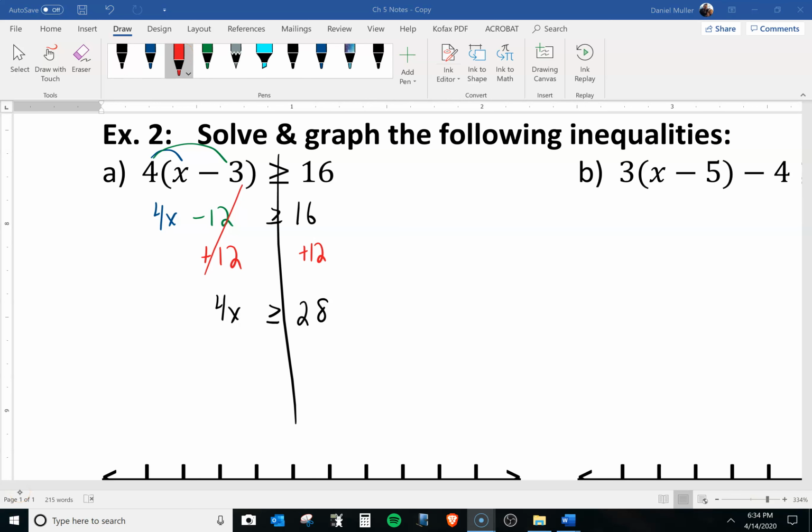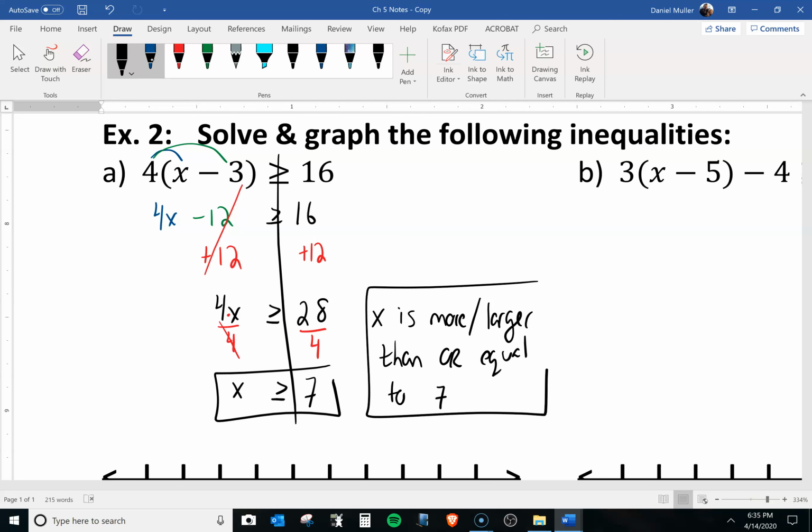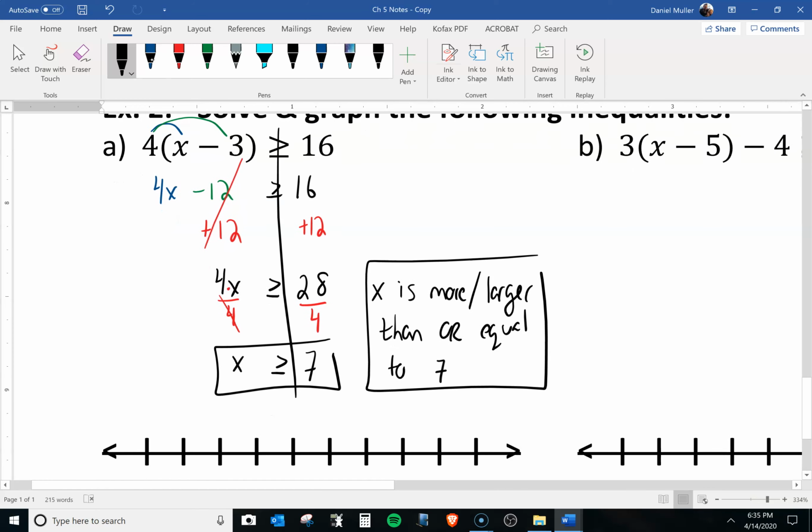Now this does say 4 times x, so we'll divide by 4 and divide by 4 and get just an x and the symbol, and 28 divided by 4 is 7. So x is on the opening side, the big opening. So x is up because on the bigger side, x is more or larger than or equal to, because there is that line, 7. So it's more than or equal to 7.